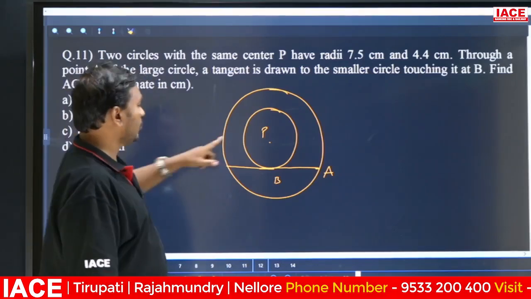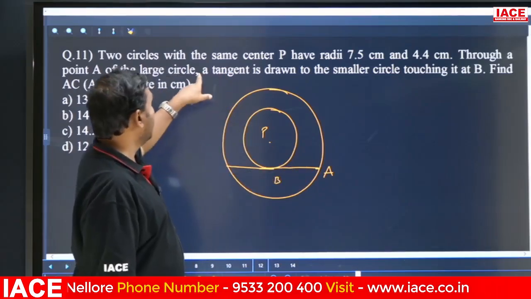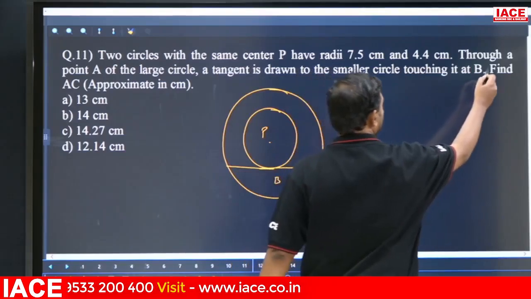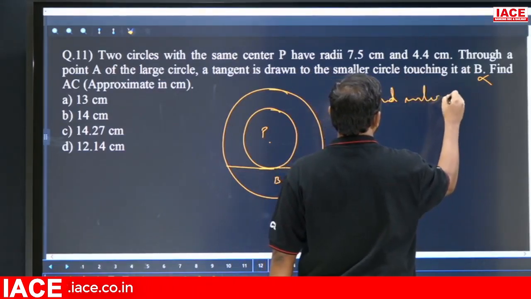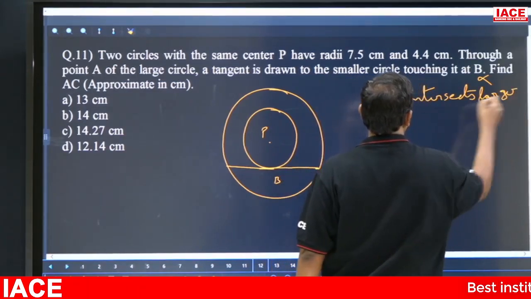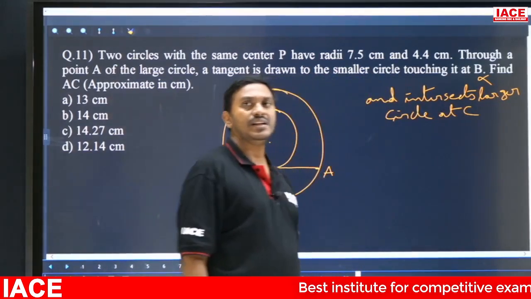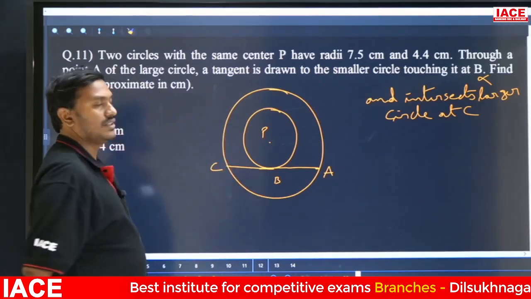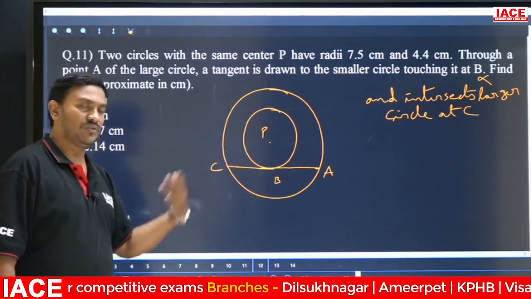Through point A of the larger circle, a tangent is drawn to the smaller circle touching at B, and add here: and intersects the larger circle at C. Right? Like this we have to write. Then find AC value. Now we have to find the AC value.